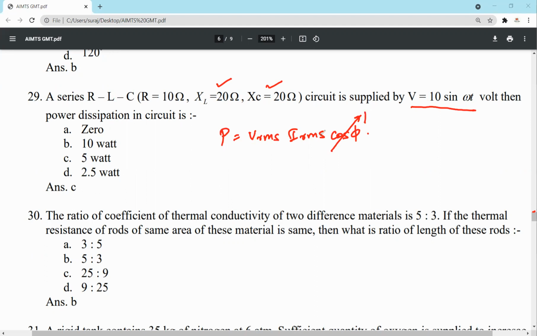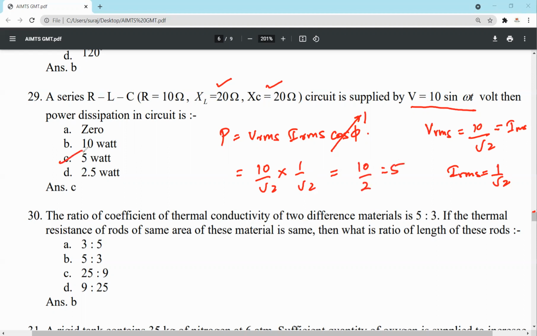Now Vrms is how much? 10 by root 2 equal to Irms into R. R is given 10, so 10 cancels. Irms will be equal to 1 by root 2. So 10 by root 2 into 1 by root 2, that means 10 by 2, which is 5. Option C is correct.